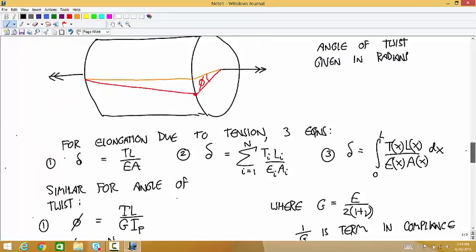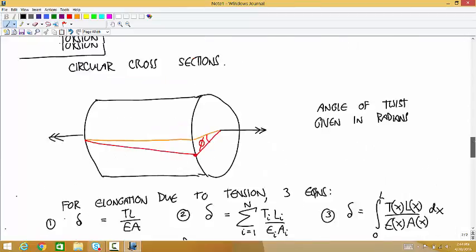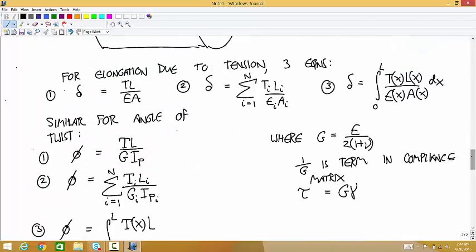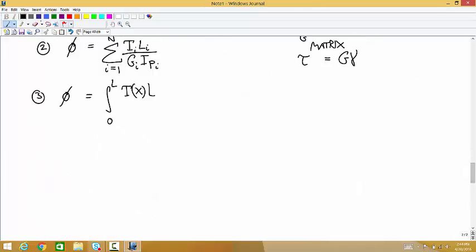Did I put the length in there? Hope I didn't. No, there is no length in there in the integral formula. The length is given by the dx. When you integrate that dx, it gives you the length. And same thing here, that shouldn't be in here. So torque as a function of x, dx, divided by G as a function of x, polar moment of inertia as a function of x.